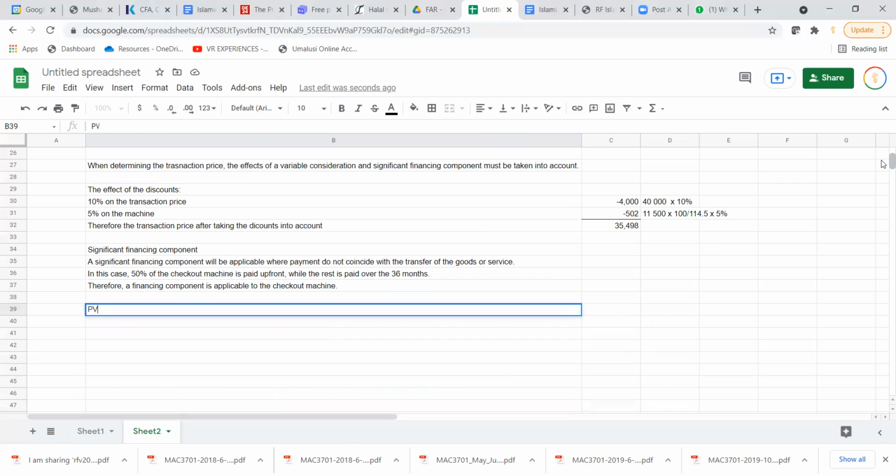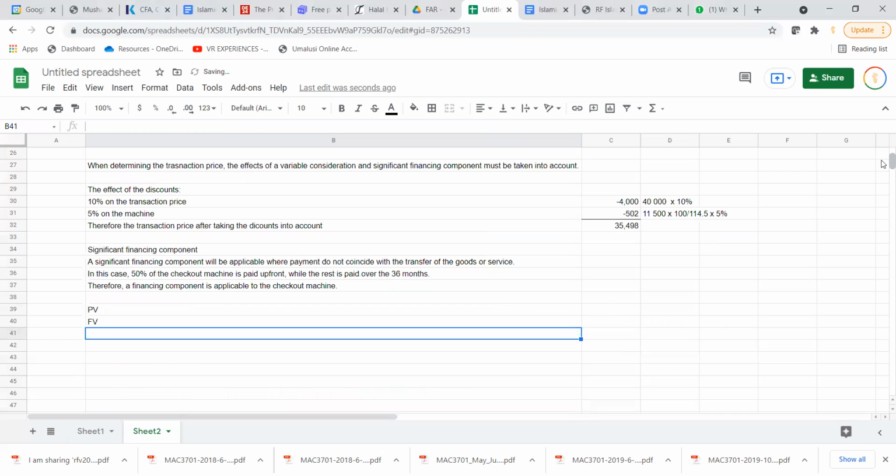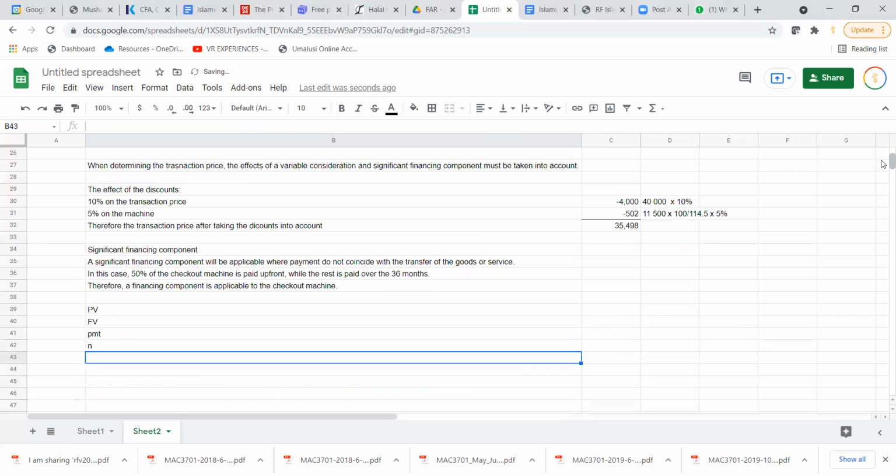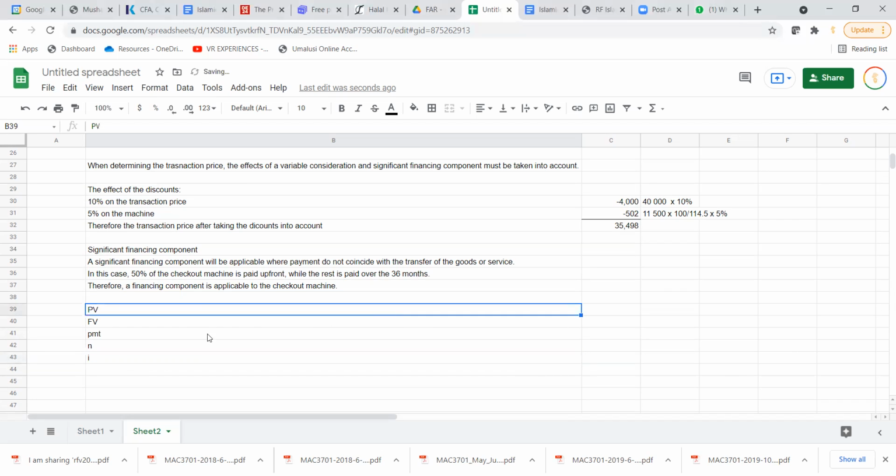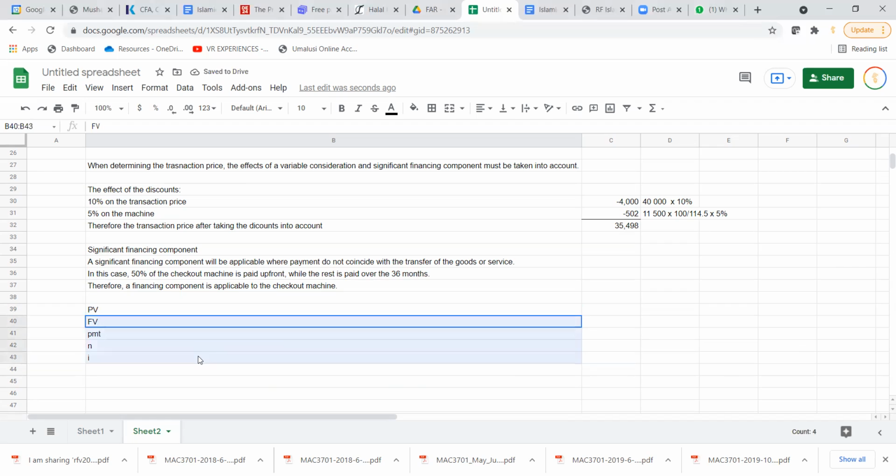So what do we need? We need the present value. So that means we need to work out what is the future value. We need to work out PMT. We need to work out N, and we need to work out I. So to get the present value, we're going to need everything else.